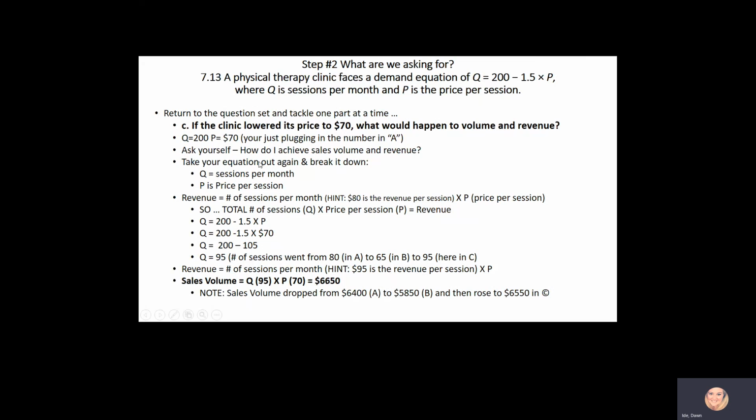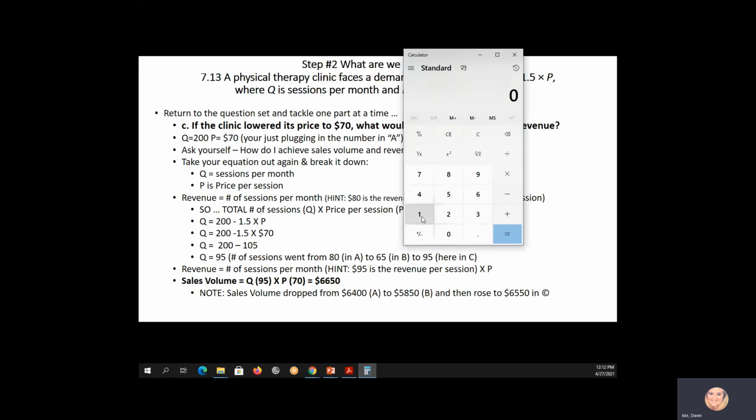Okay. So ask yourself, how do I achieve sales volume and revenue? How am I going to get my Q? Well, I'm going to plug in my P, and then I'll get my Q. So Q equals 200 minus 1.5 times P. The P here is the only other number that they're giving us, which is the $70. 1.5 times 70 equals 105. And again, just for continuity purposes, I'm going to do it here for you. Times 70 equals 105, right? And then 200 minus 105 equals 95. So our Q equals 95.